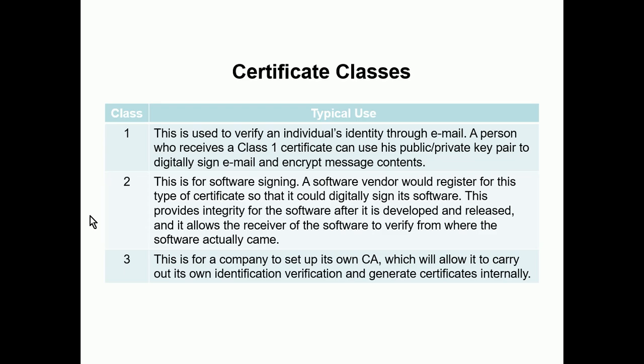There are 3 certificate classes: 1, 2, and 3. Class 1 is used to verify an individual's identity through email. Class 2 is for software signing, and Class 3 is for a company to set up its own certificate authority.